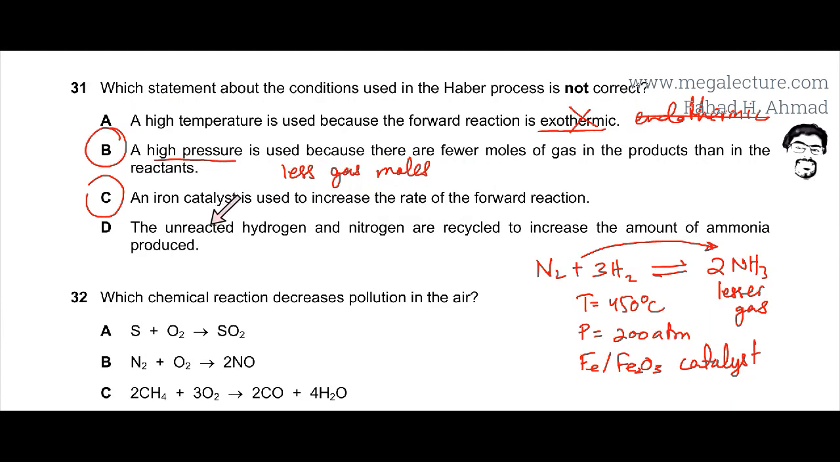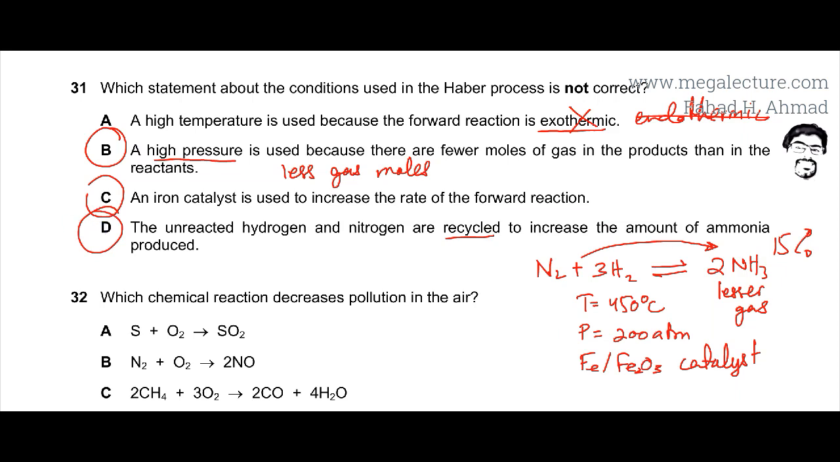The last one is that the unreacted hydrogen and nitrogen are recycled to increase the amount of ammonia. Remember, not a lot of ammonia is produced. I think the yield is probably 15%. So only about 15% ammonia is produced. The rest of the reactants, the unused reactants, are reused or recycled. So this statement is also correct.